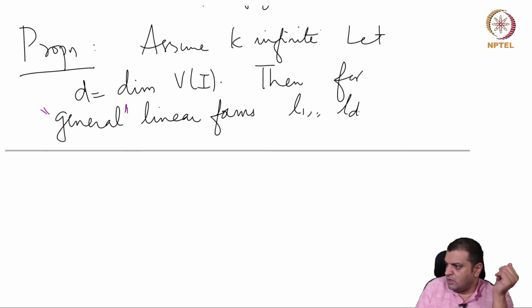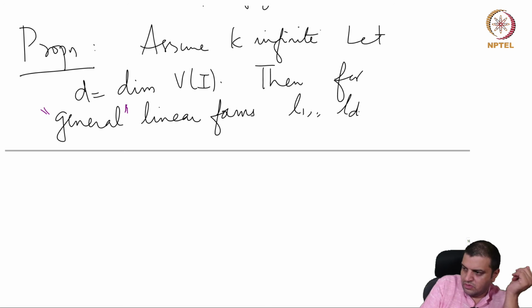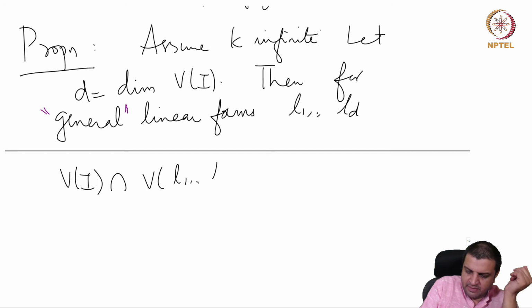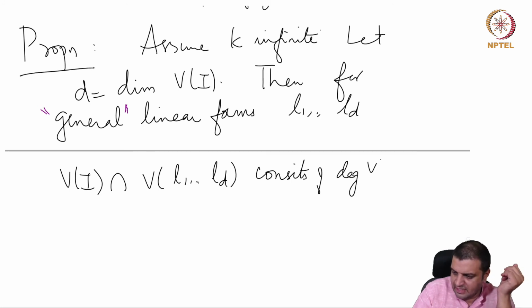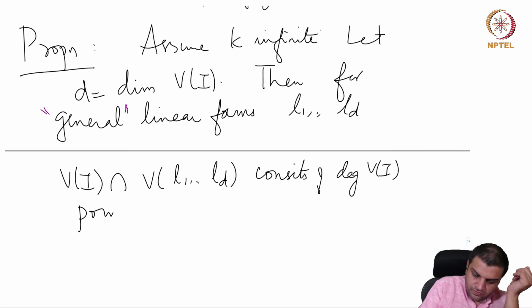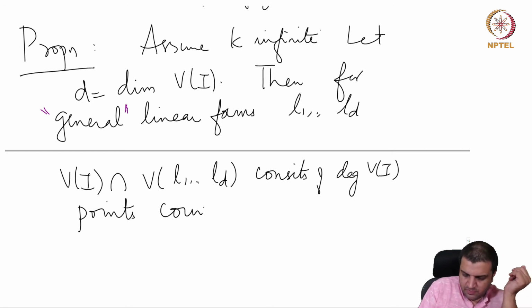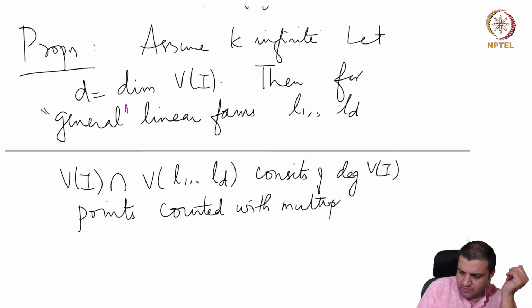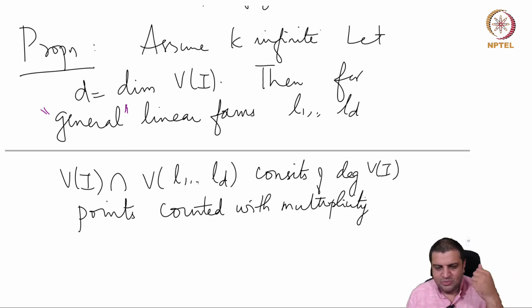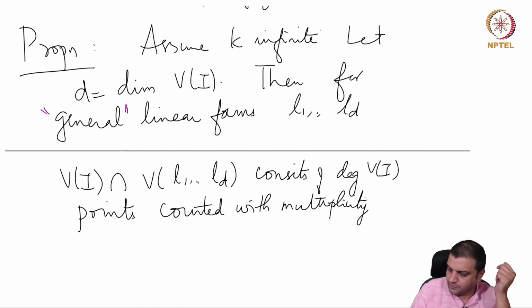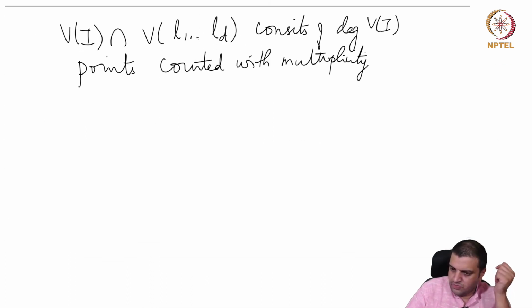V(I) intersect V(L1, ..., LD) consists of degree V(I) points, counted with multiplicity. I will explain what counting with multiplicity means once we see the proof. Okay, proof.